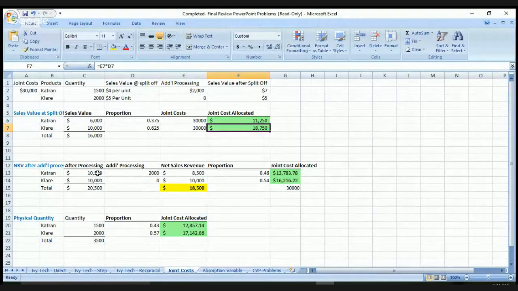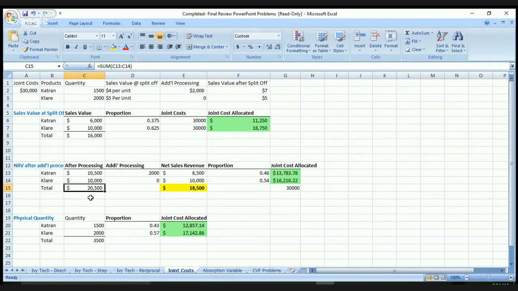So then the same thing I'm going to do with the net realizable value after additional processing. So the first one I'm going to do here is I'm going to get the sales value after processing. So that's going to be $7 for the Catran, and it's going to be $5 because remember there was no additional processing for the Claire.